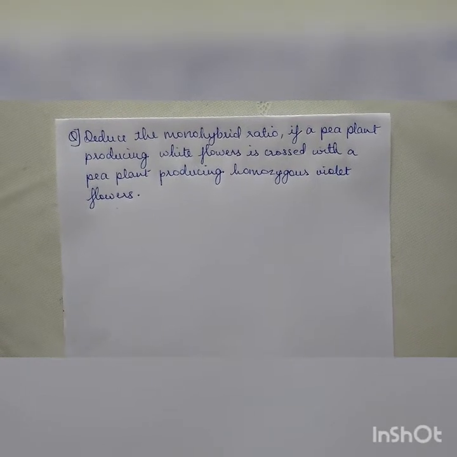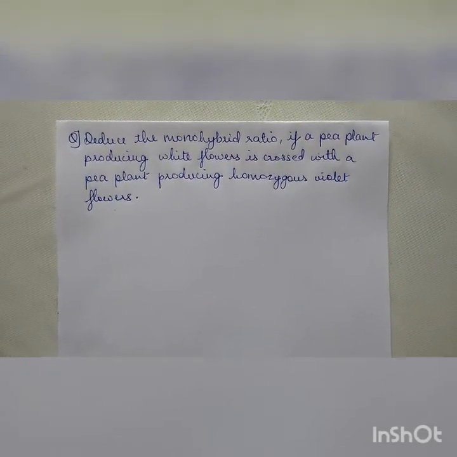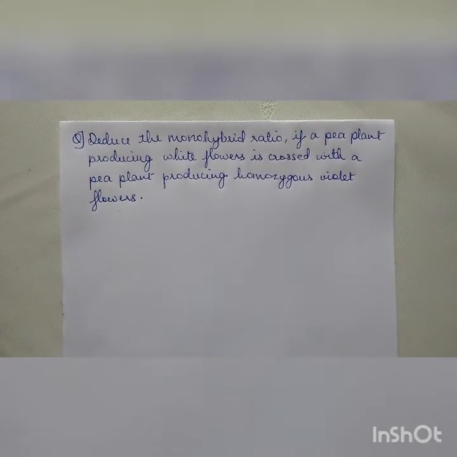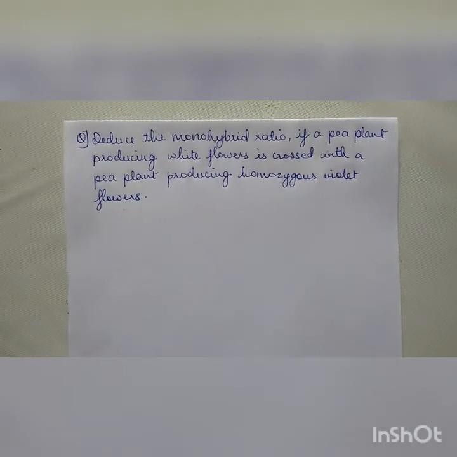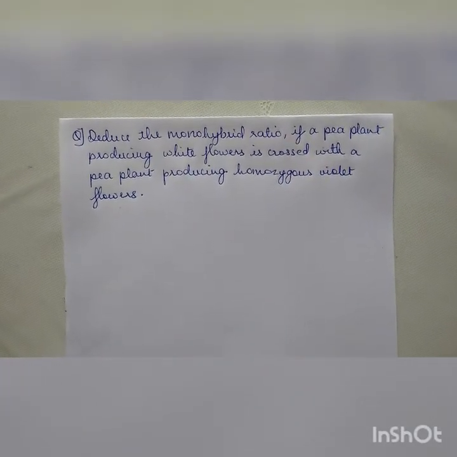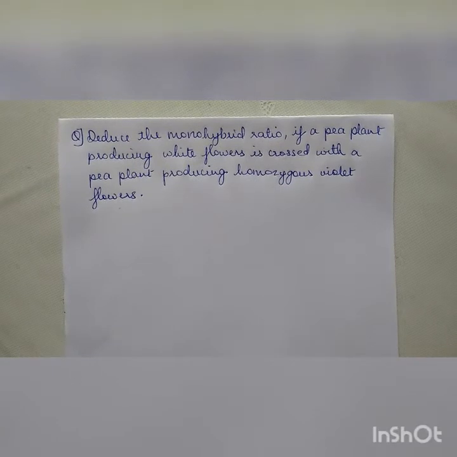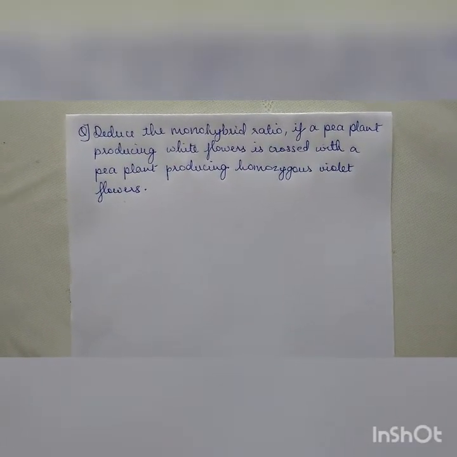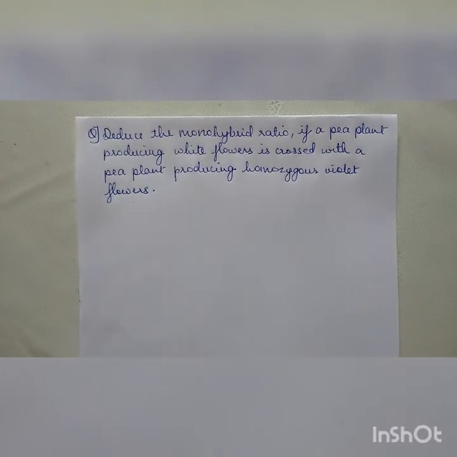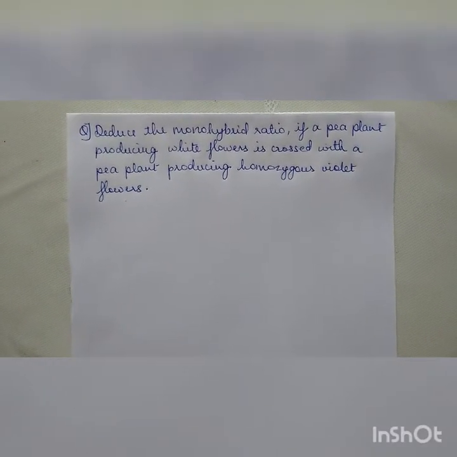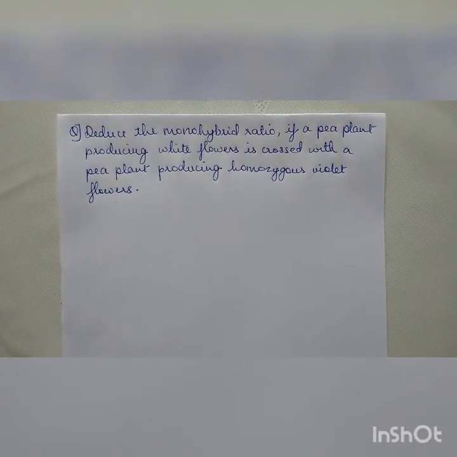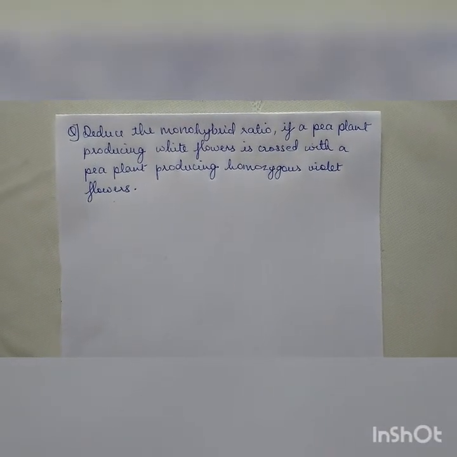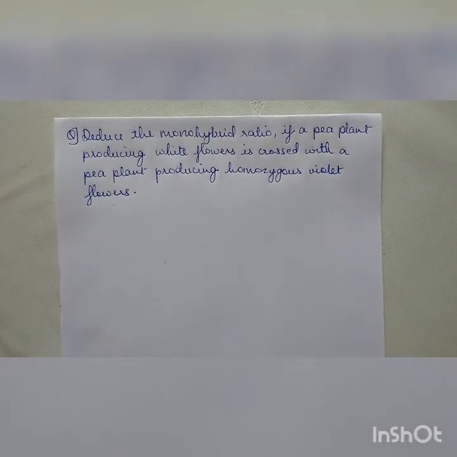One pea plant is producing white flowers, and we know that white flowers are recessive alleles and therefore they have to be in homozygous condition. The other plant is producing violet flowers, and they have specifically given us that this plant is in homozygous condition. So both these plants in our question are of true lines. Let us work out the monohybrid ratio.